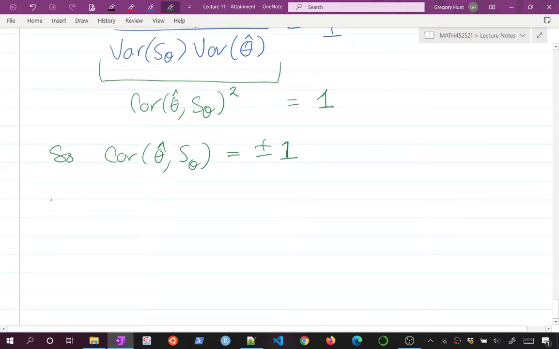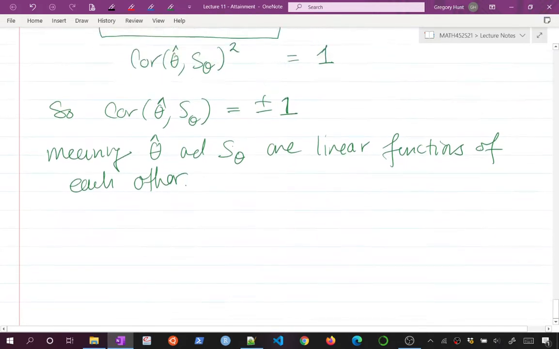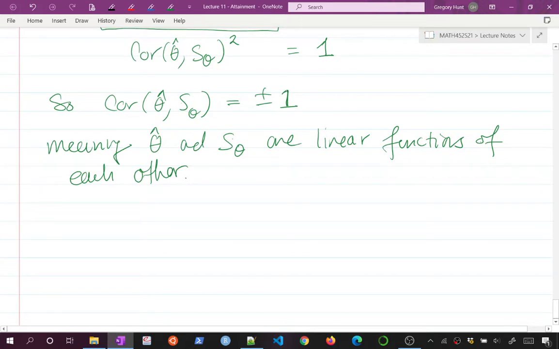What this means is that, and I don't know if we proved this in 451, it might be a little beyond scope there, but people will believe me that things are perfectly positively or negatively correlated if and only if they are linear functions of each other. So theta hat and S theta are linear functions of each other. If the correlation between two things is exactly 1 or negative 1, they have to be perfectly linearly related.